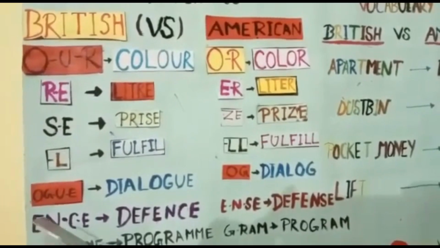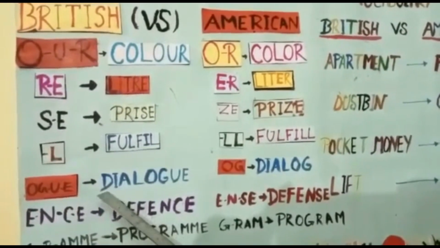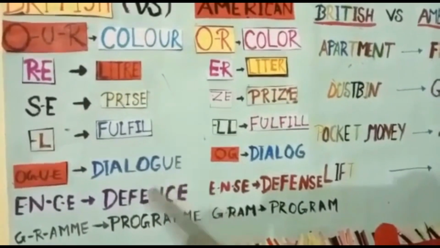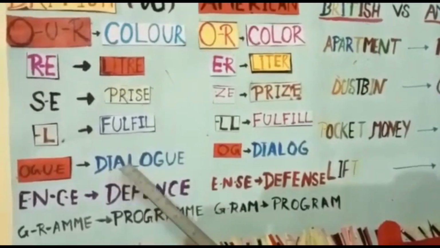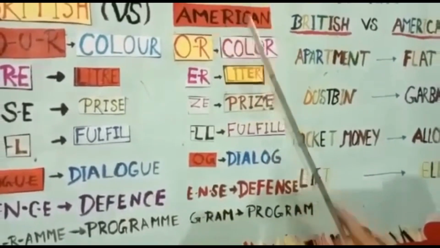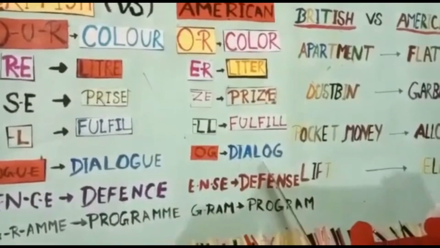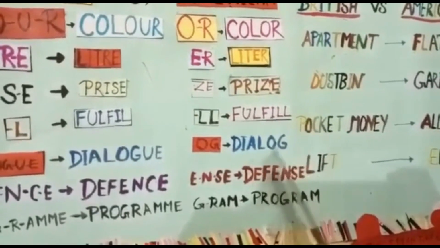The fifth rule is O-Z-U-E. For example, D-I-A-L-O-Z-U-E. The end is O-G-U-E, dialogues. In American, O-G. For example, D-I-A-L-O-G. The end is O-G, dialogue.